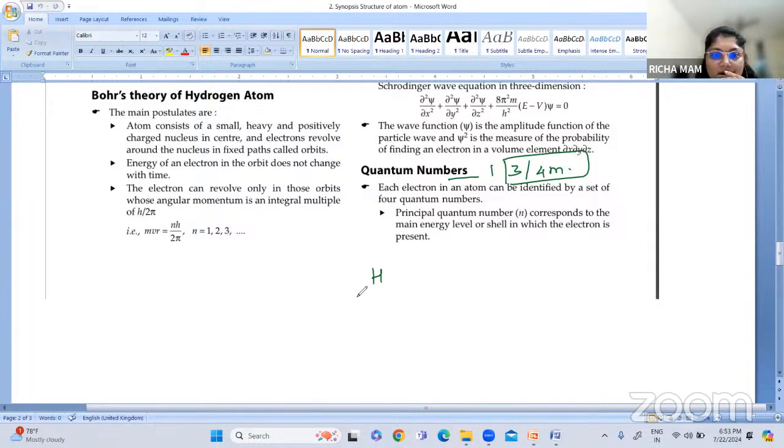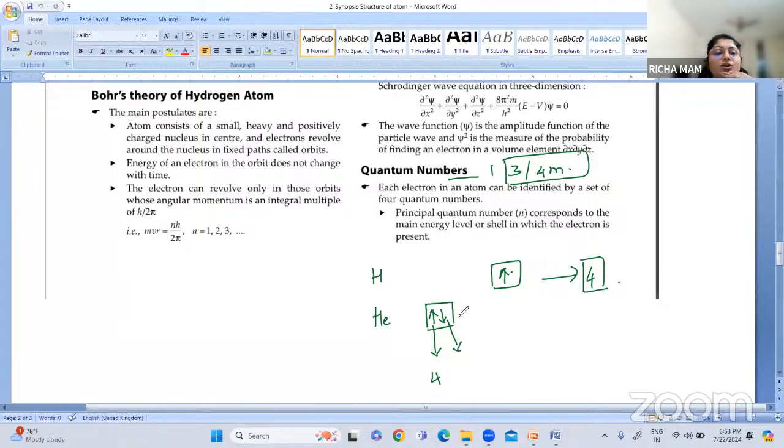If we consider hydrogen, how many electrons are present? One electron is present. This one electron consists of a set of four quantum numbers. Suppose next is helium. How many electrons does it have? Two electrons are there. Each electron has a set of four quantum numbers, and each electron in an atom is identified by four quantum numbers.